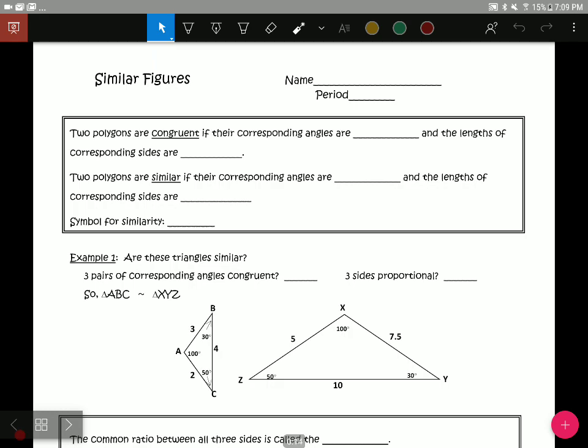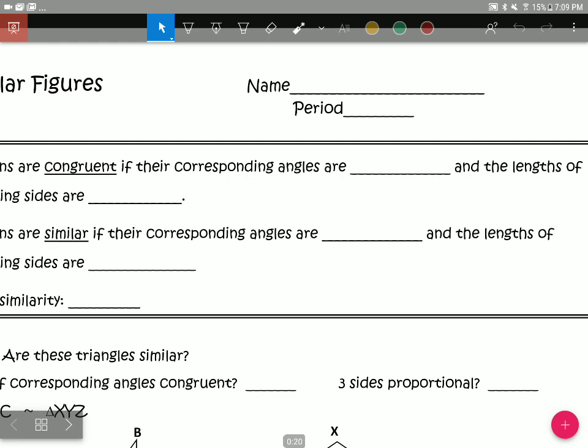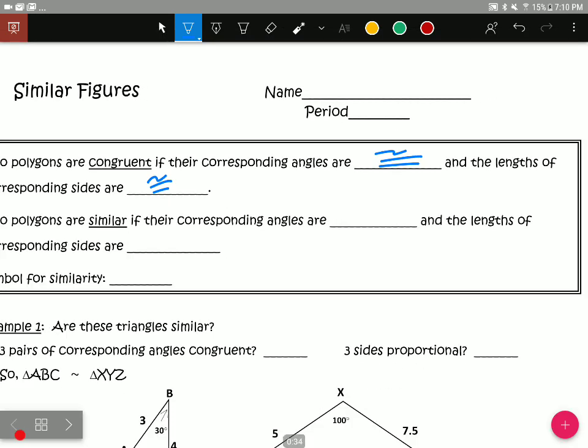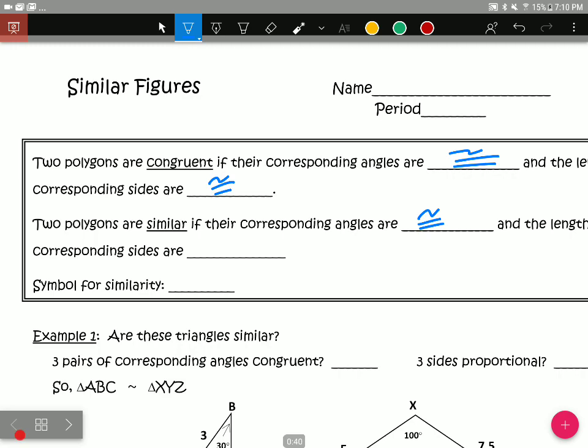So here you go. Similar figures. We're gonna talk through this a little bit. Two polygons are congruent if their corresponding angles are congruent, and the lengths of their sides are congruent. Basically, if the angles and the sides are congruent. Polygons are similar if their corresponding angles are congruent, so the angles have to be congruent, and the lengths of their corresponding sides are proportional.